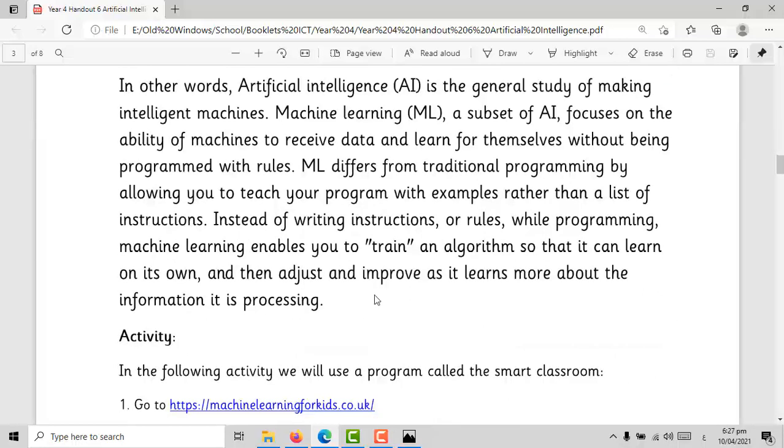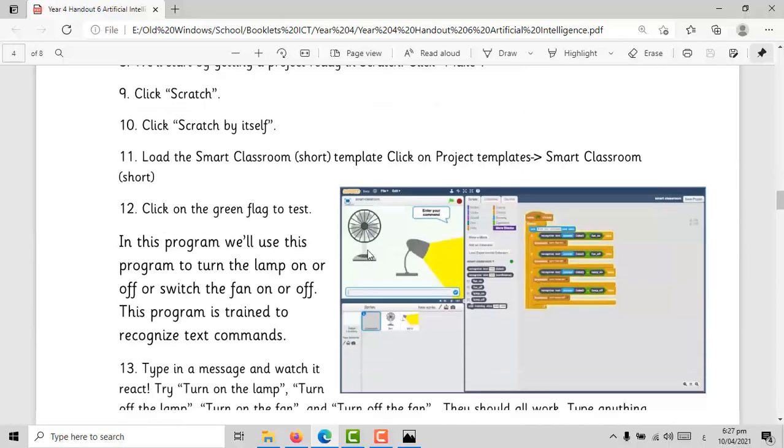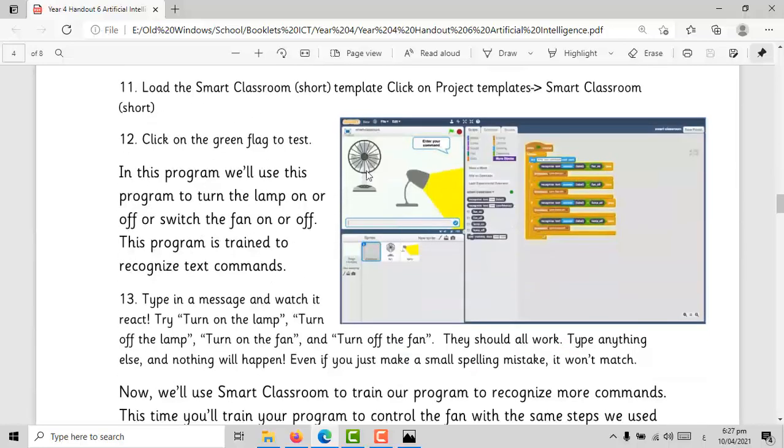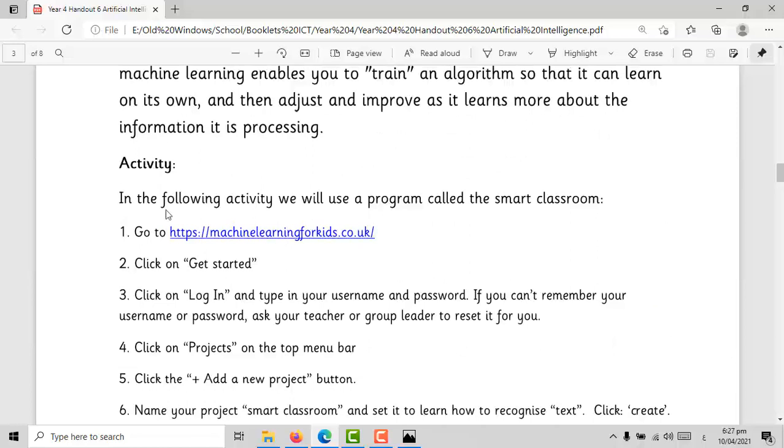In the next lesson, we're going to try to train a computer to make up a smart classroom like this one. We're going to use commands to turn on the fan and turn on the lamp, and turn both of them on and off. We're going to use Scratch in that activity.